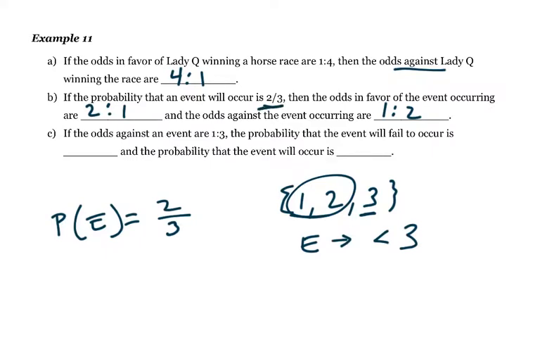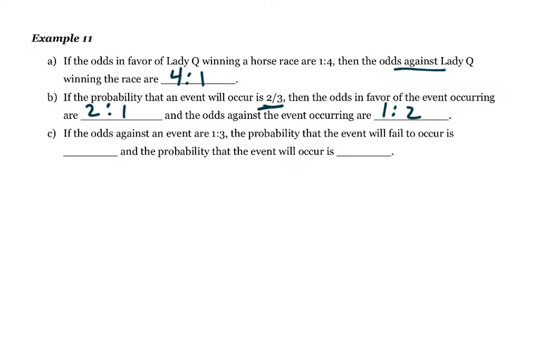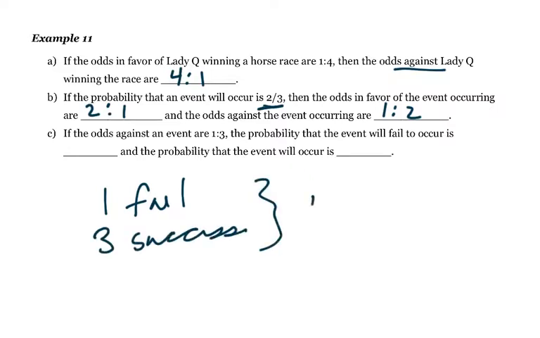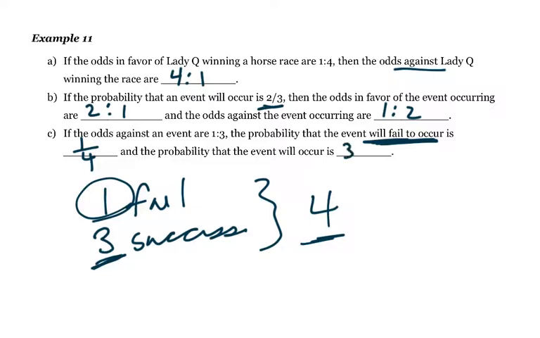And then we're going to do the vice versa. So if the odds against an event are 1 to 3, so that means 1 failure and 3 successes. So how much do we have total? Total, we have 4. The probability that the event will fail to occur, so that's our failures, is 1/4. And the probability that the event will occur would be the successes out of the total. That would be 3/4. So we can use the odds to find the probability, and we can use the probability to find the odds.